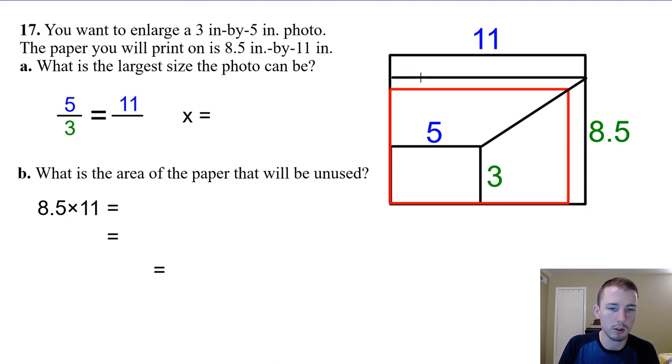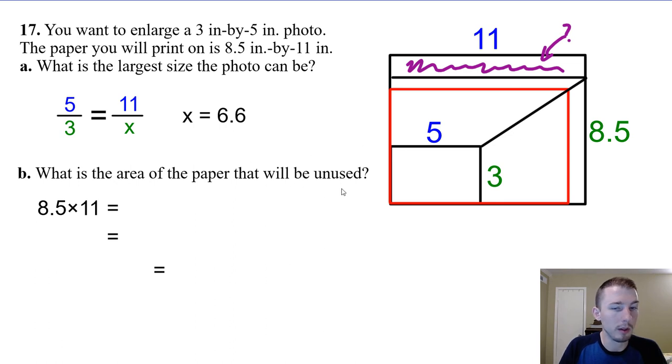Then the next question is going to be how much area is wasted. So the wasted area, let me do it in purple, is going to be this area right here. What is the area of that wasted part? All right, so first let's figure out what this dimension is here. We said 5 goes to 11, just as 3 goes to, we'll call it x in this case. So we cross multiply, 33 divided by 5, which is going to give us 6.6. So this would go up to 6.6 instead of the full 8.5.